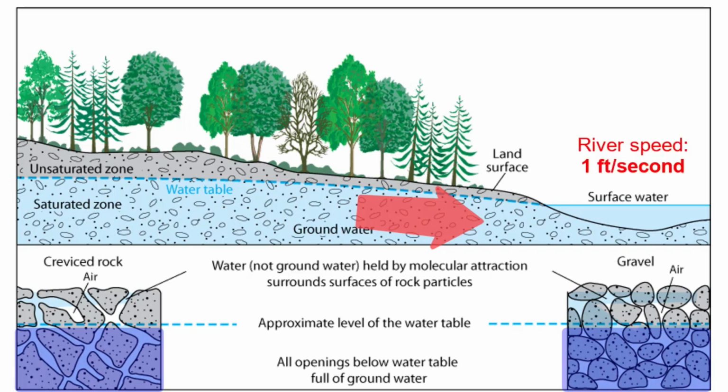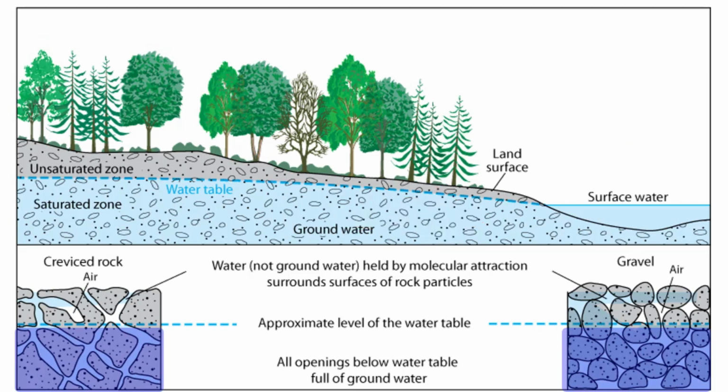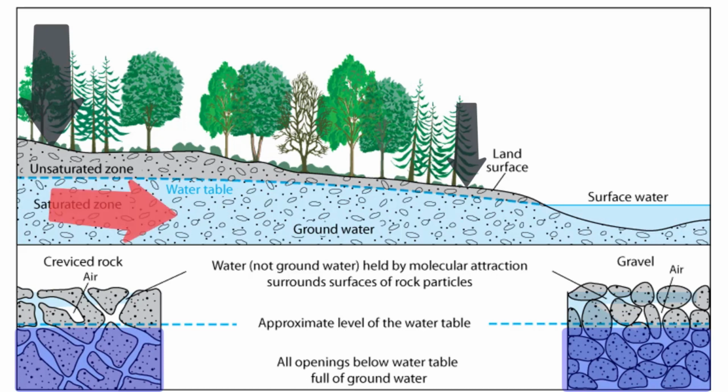Rivers move at speeds of about a foot per second, while the fastest groundwater moves at a rate of a foot per day, and the slowest groundwater is moving at a foot per year or decade. The other factor that influences groundwater flow is differences in pressure or the overlying weight of the rock. Groundwater will flow away from the area with the greatest pressure above it, the greatest weight of overlying rock, and toward the area with the least pressure, the lowest weight of overlying rock.